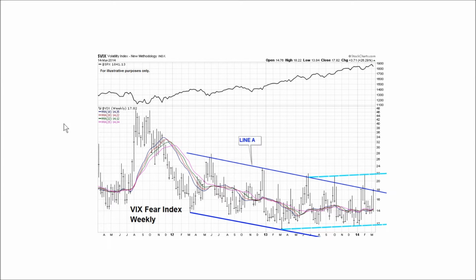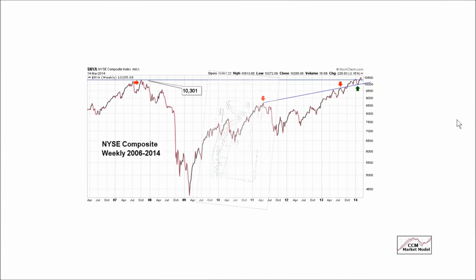In fact, it appears as if the VIX is trying to make a bullish turn. We had a downward sloping trend channel, and now you can see more of a flat trend channel, again telling us something is changing. We've covered this long-term breakout of the NYSE composite several times.